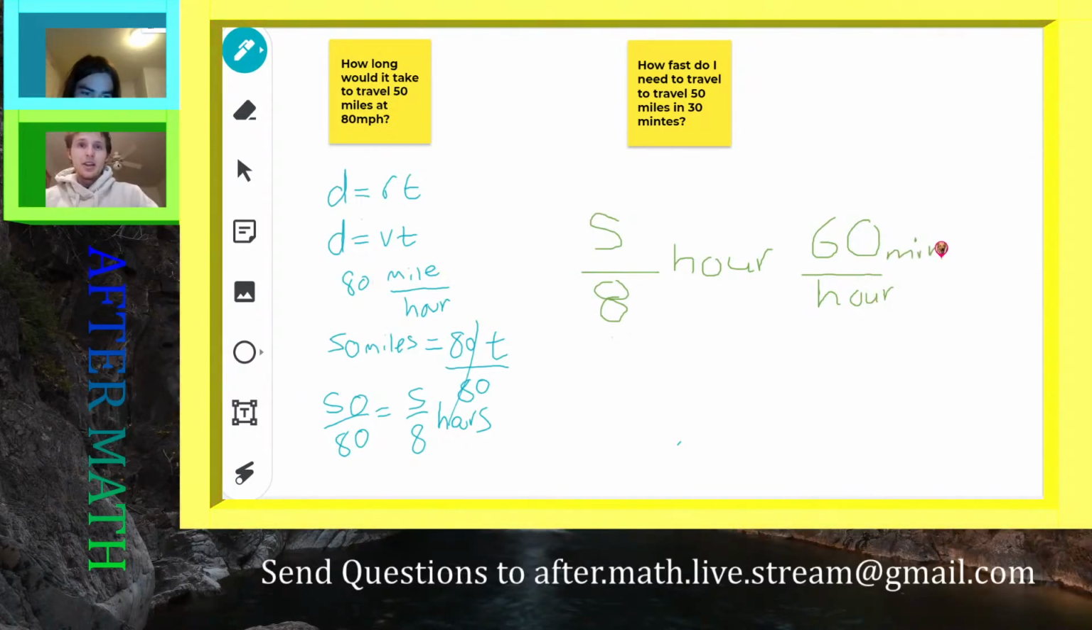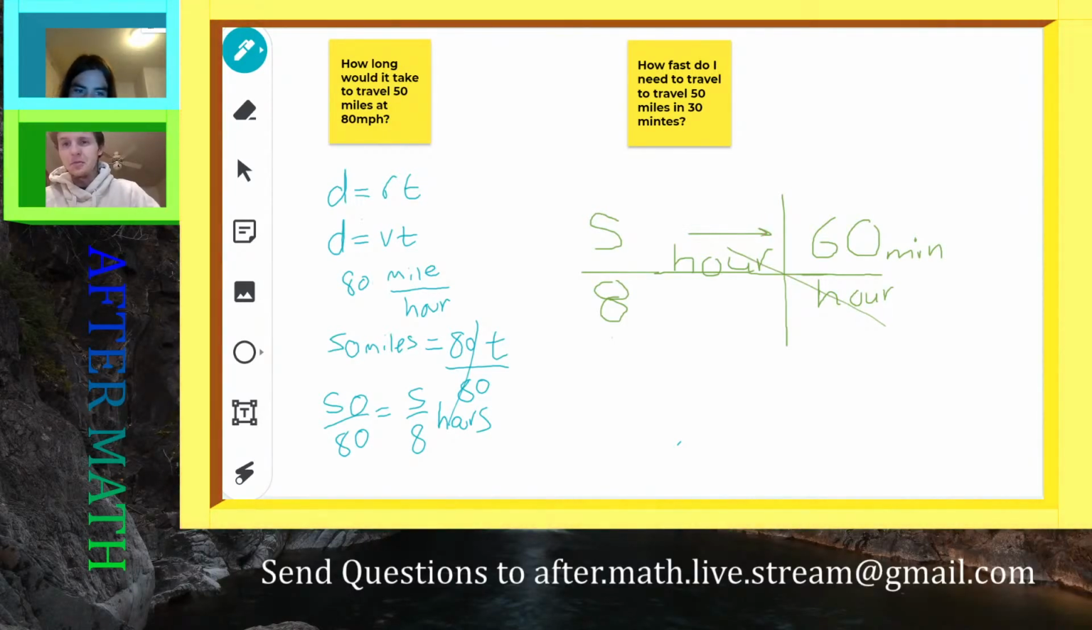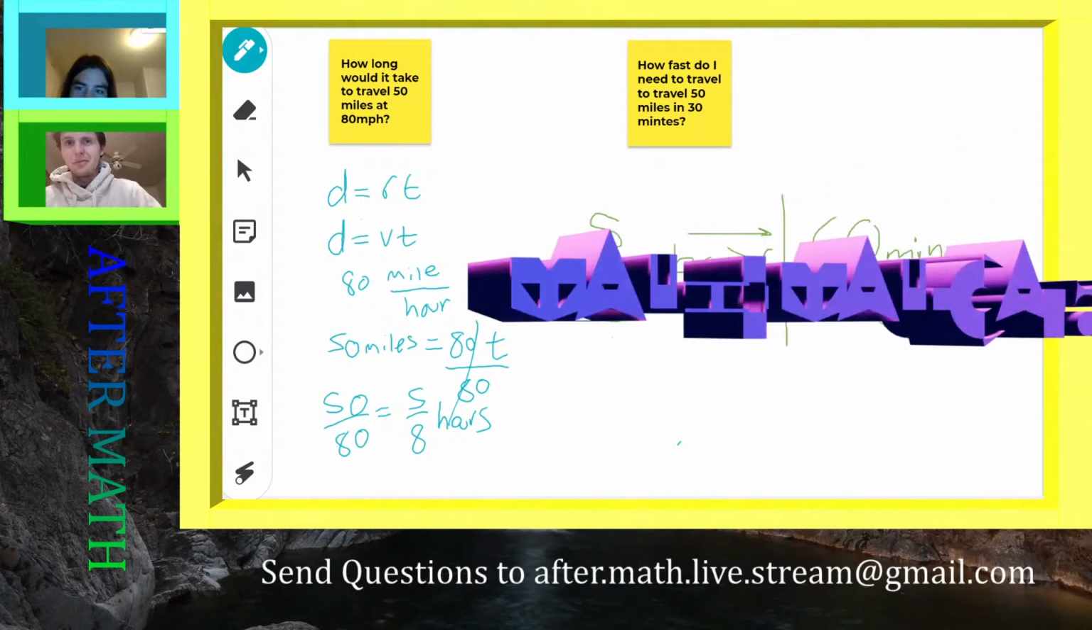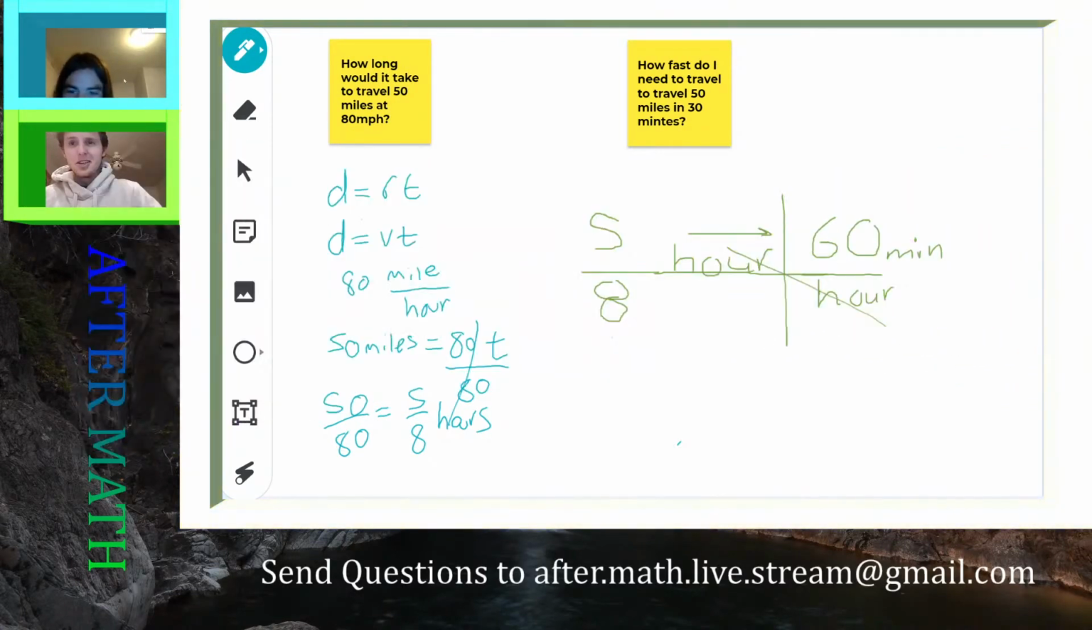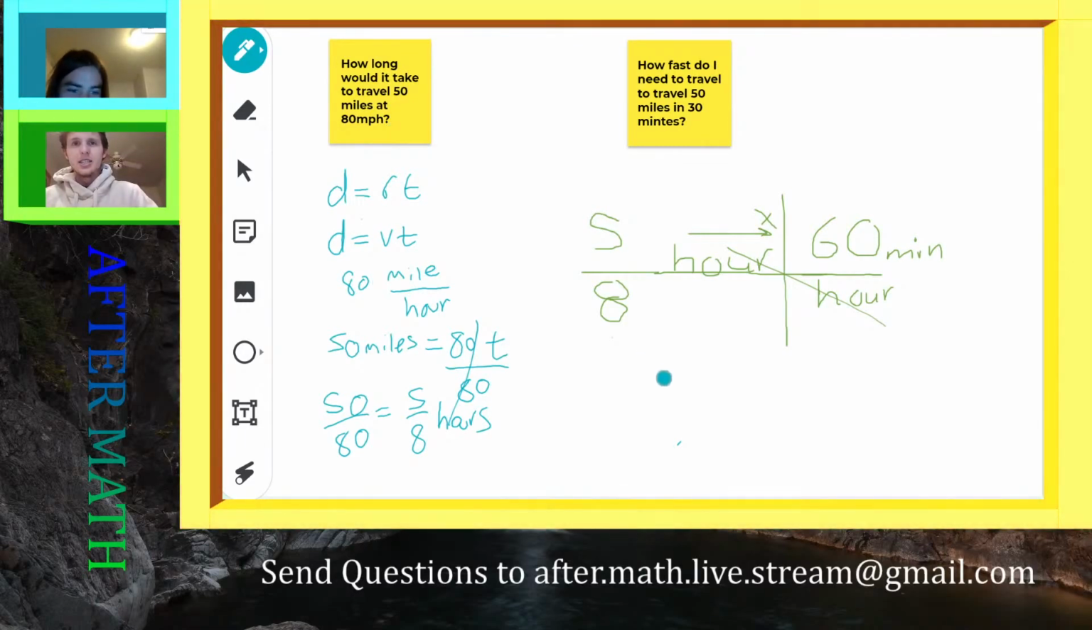If we do a little bit of a math problem here, we multiply the 5 times the 60 and then divide by 8. Our hours cancel and we're in minutes now. So 5 times 60, what is that? 300? Yes. And then we have 300 divided by 8.